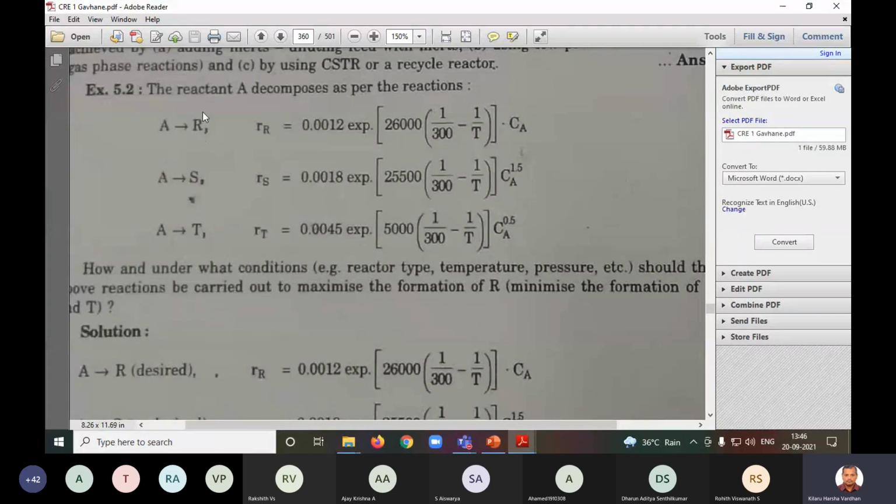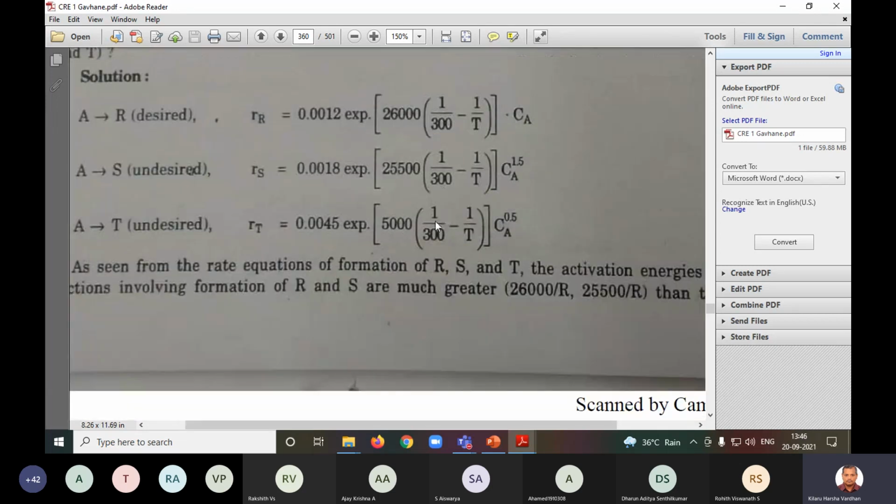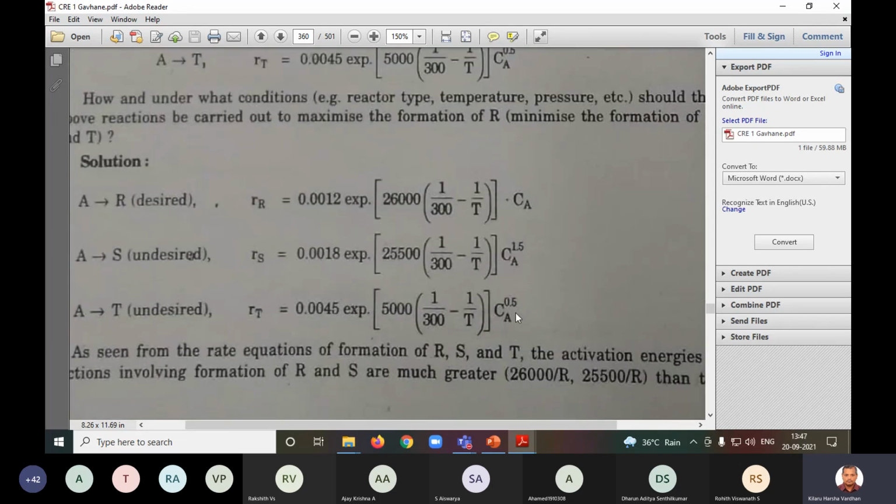If you see here, for maximum formation of R, you have the higher activation energy. S has 2500 and T has 5000 activation energy. So the activation energy for T is very less, whereas for R it is very high. As the activation energy is very high, you know that reactions with high activation energy are very sensitive to temperature. Even a slight change in temperature, your reaction shoots up. You remember that, right? More about these temperature changes we will see in the next unit. So go through this, that's the same thing I just discussed.